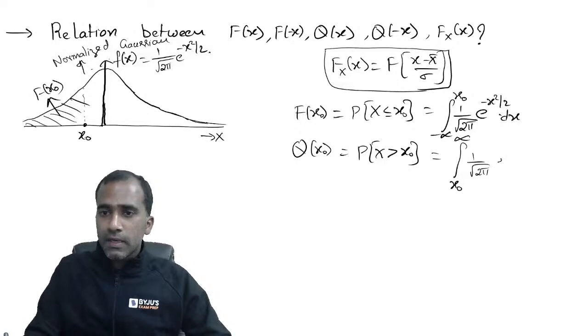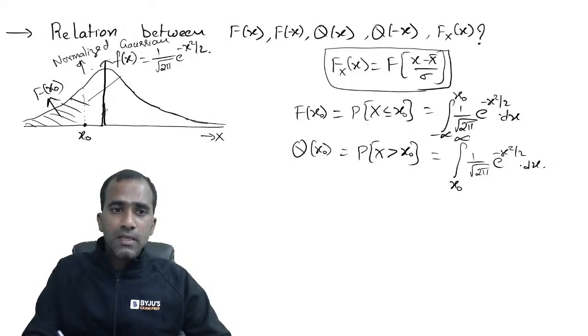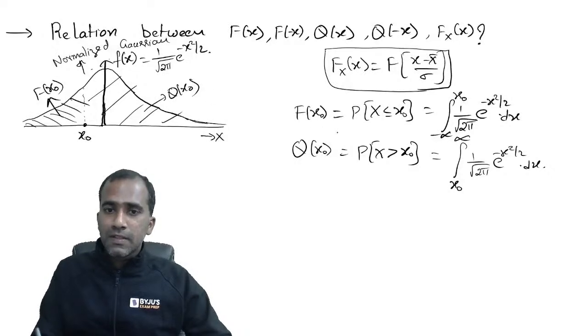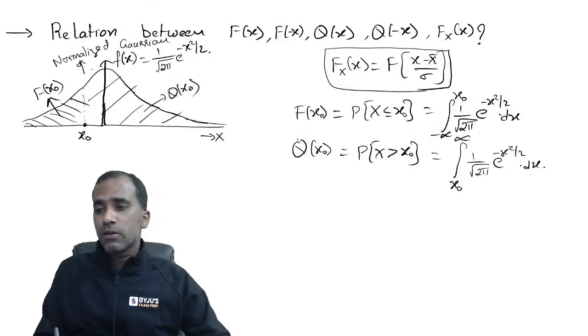1 by root 2 pi into e power minus x square divided by 2 dx. So they're talking about this area, they're calling it Q of x0. If they're saying Q of y0, it means area from y0 to infinity. F of y0 means area from minus infinity to y0.